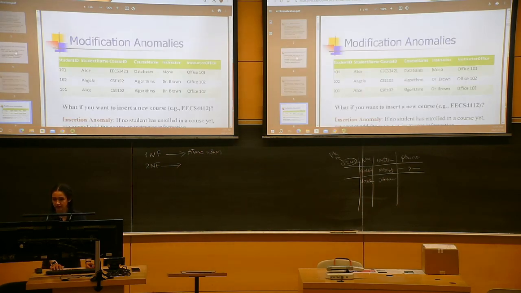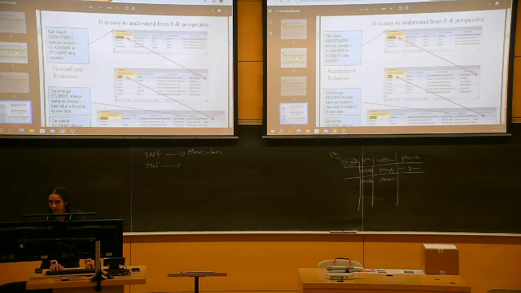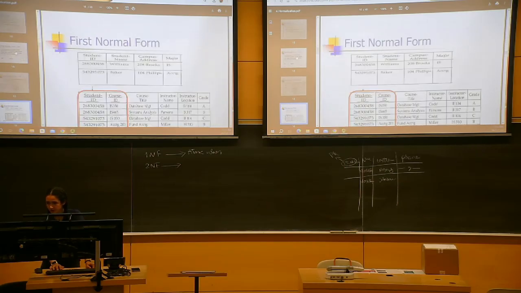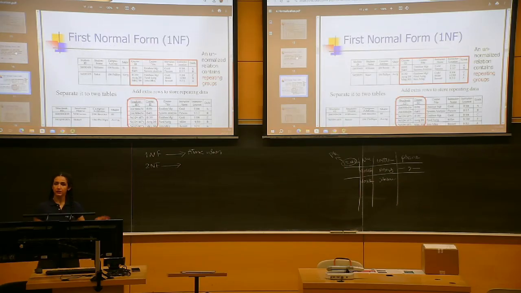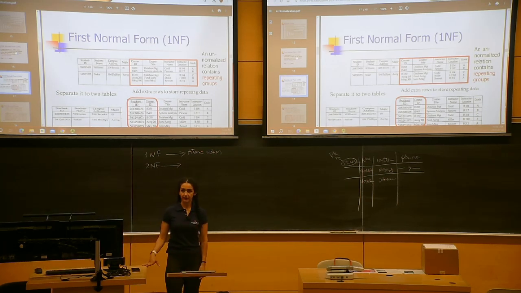So I'm going to show you an example of a table that is not in first normal form. Looking at the table on the top, is this table in first normal form? No, it is not, because you stored multiple values, for example, multiple course titles, multiple course IDs, and so on, in the same cell. And so this is not in 1NF. How can we address that?